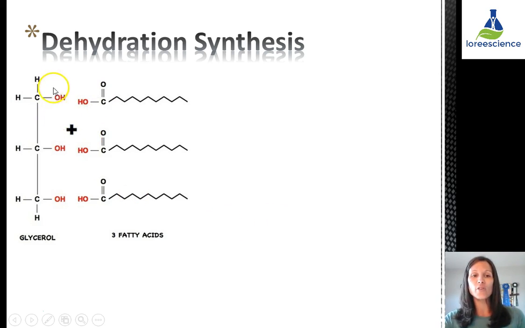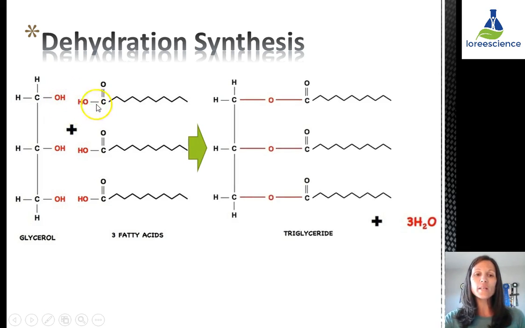Just as our other dehydration synthesis, it's going to be the two hydroxyl groups that are interacting. It's going to be the hydroxyl from one and the hydrogen from the other that are going to leave and cleave off as water, leaving one oxygen left. That oxygen will then bind those two carbons together. That will happen for each of the three fatty acids.